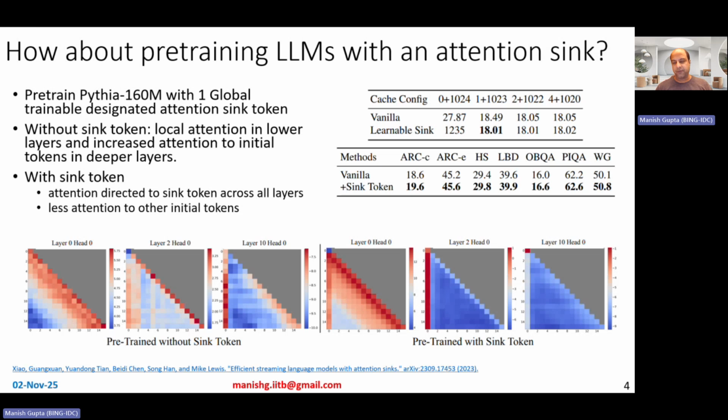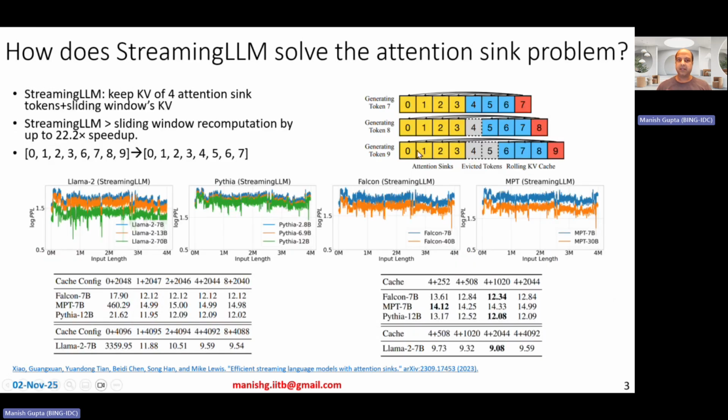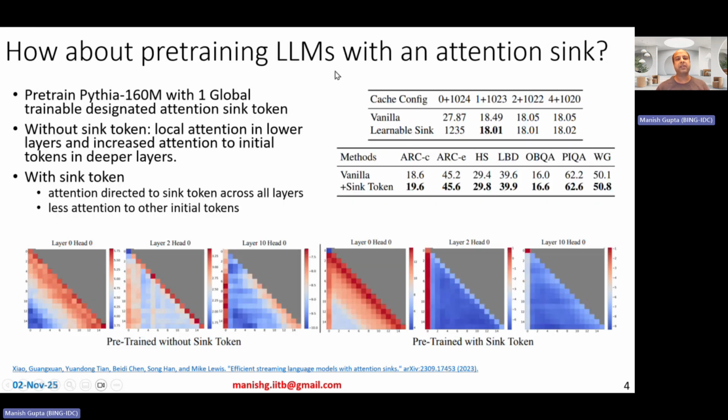Now, using 4 tokens is great, but hey, can we pre-train models and just use the first token as the attention sync? So they experimented with a very interesting thing: at pre-train time, how about I pre-train by designating the first token as an attention sync token? This concept is very similar to the register tokens that people have started using while pre-training vision transformer models. In this case, they pre-train Pythia 160 million parameter models with just one attention sync token, the first token. They designate it as a global trainable attention sync token. Essentially, it's a trainable embedding, so you randomly initialize it and train it by backpropagation.